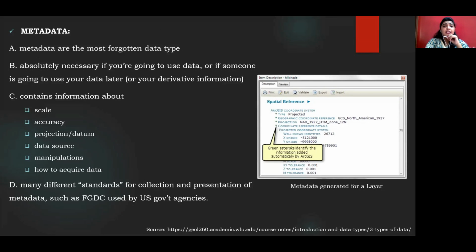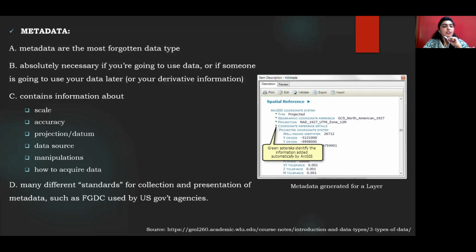The next type of data is metadata, which is generally the most forgotten data type in GIS. This is absolutely necessary, because if someone is going to use my data, it is required. Why? Because it contains information like the scale, the accuracy, the projection, the data source, the manipulations, and how the data was acquired. All that is there in metadata, which is required when someone is using my data, or if I am going to use someone else's data.